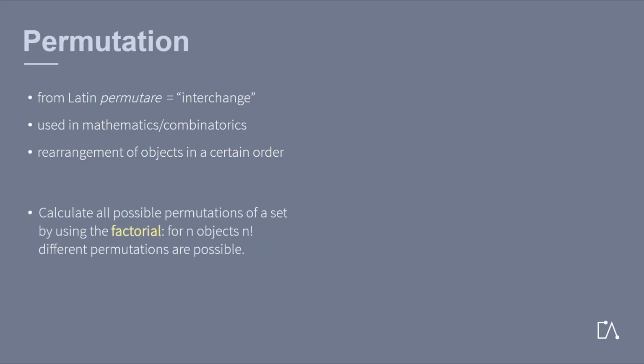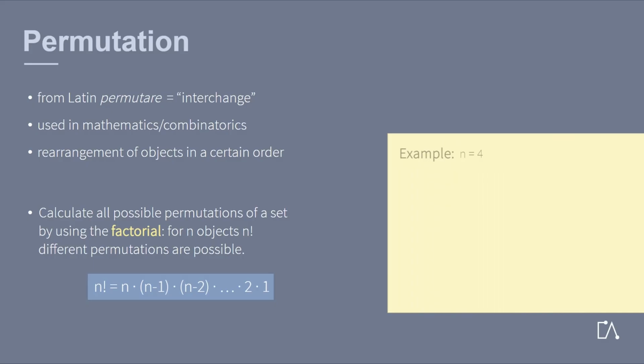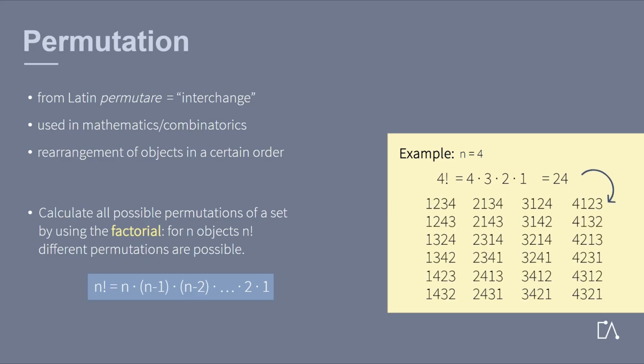All possible permutations of a set can be calculated by using the factorial. For n objects, there are n factorial possible permutations. For our example, this means we have to determine 4 factorial. Using the formula, we calculate 4 times 3 times 2 times 1, which is 24. We can easily check that there are indeed 24 different possibilities to order the numbers from 1 to 4.